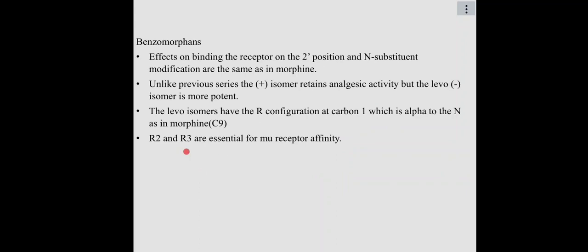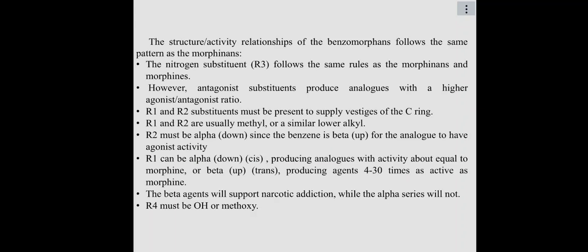R2 and R3 are essential. I had already mentioned that for MU receptor affinity. So you must have them for receptor affinity. They are normally small alkyl groups, and they must have specific orientation, as we're going to see. One of them is also important in maintaining the quaternary carbon, which is a necessity for activity. You can see a lot of similarities. The only thing we are changing is the numbering.